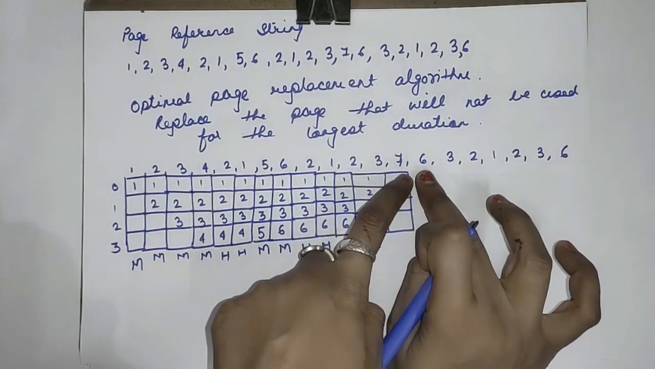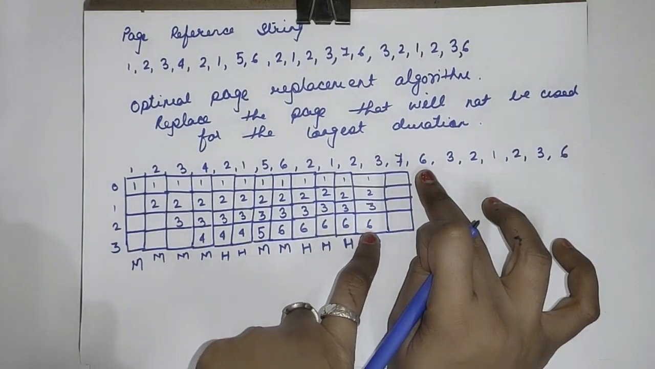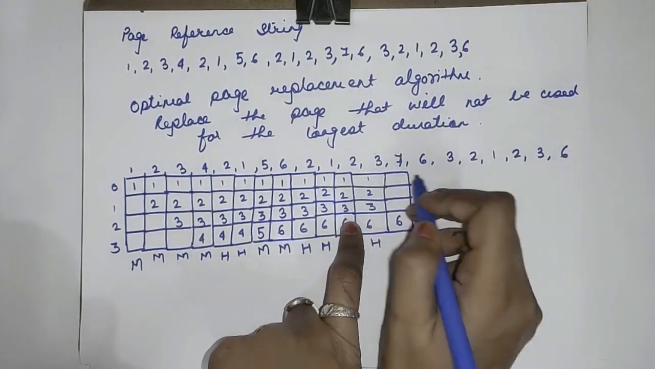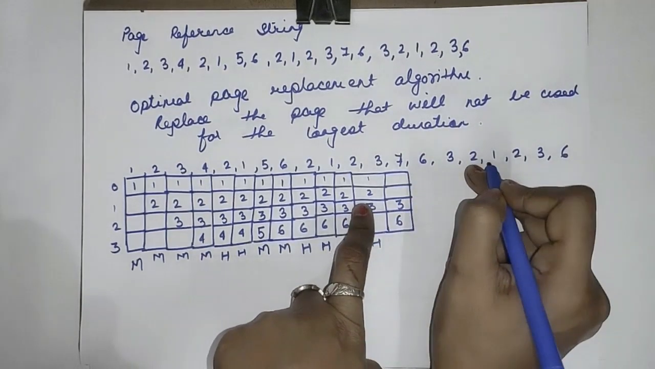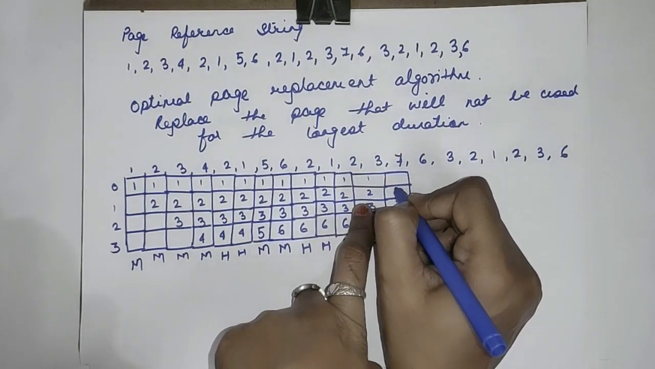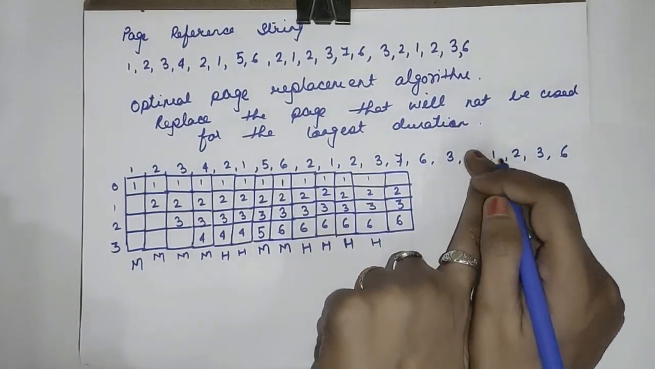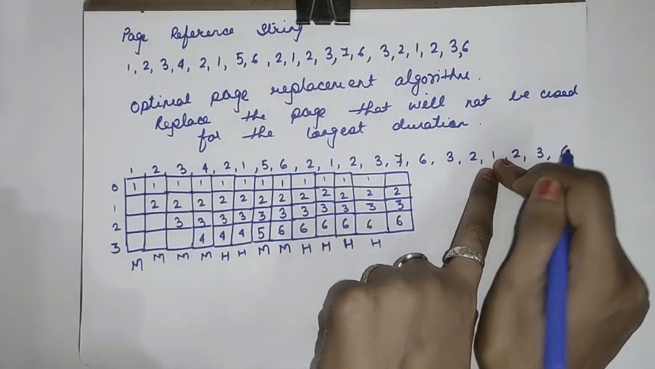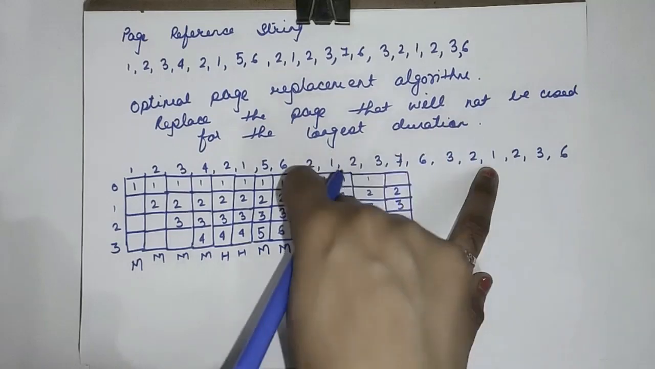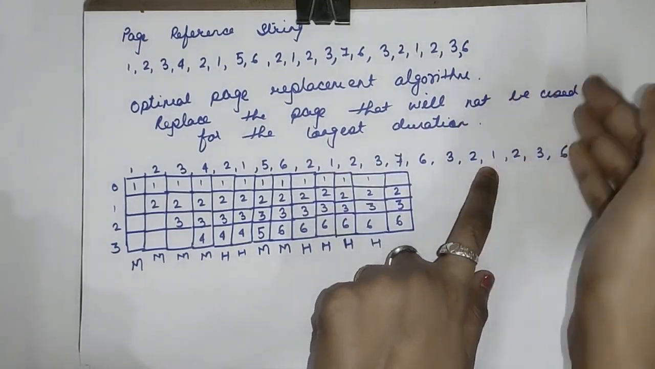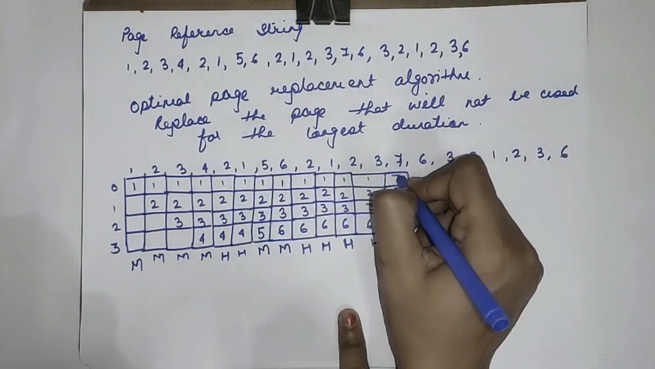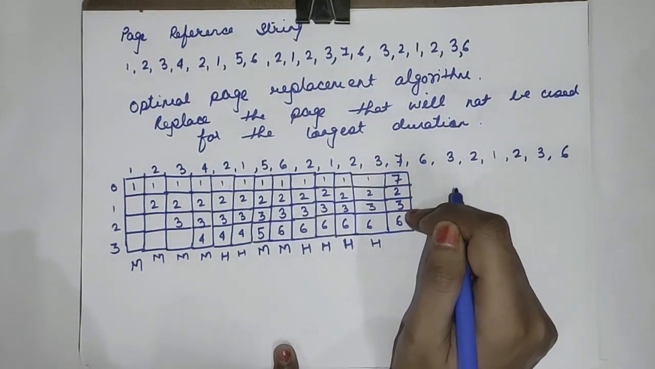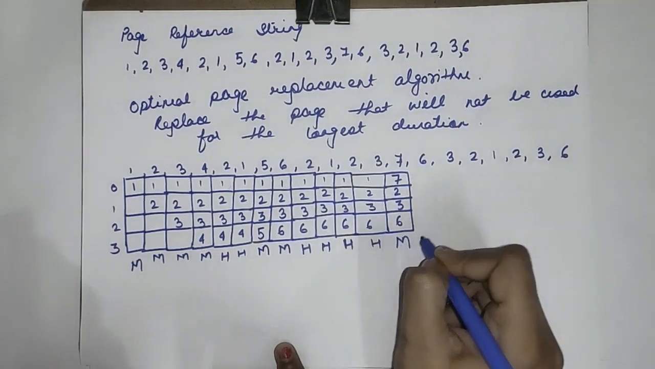After 7, the very next page which is required is 6. So I cannot remove 6. 6 has to be here. The second page required is 3, so 3 will be here. Then 2, 2 also needs to be here. So at last I need 1. So 1 is the page which will not be used in the future for the longest duration. So I'll replace 1 with 7. So now your configuration is 7, 2, 3, 6 and you got a page miss.